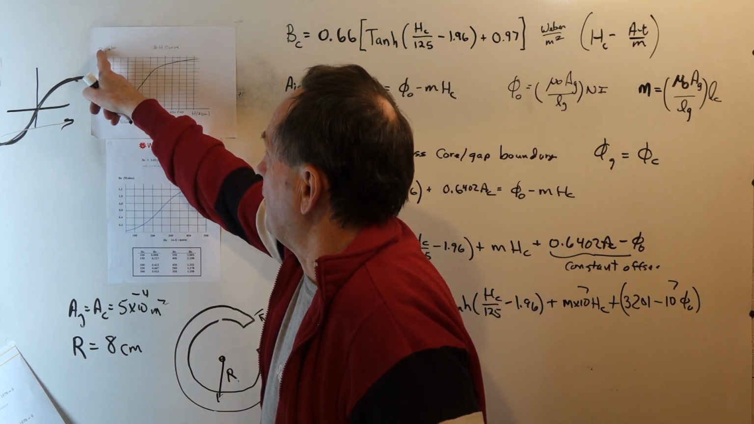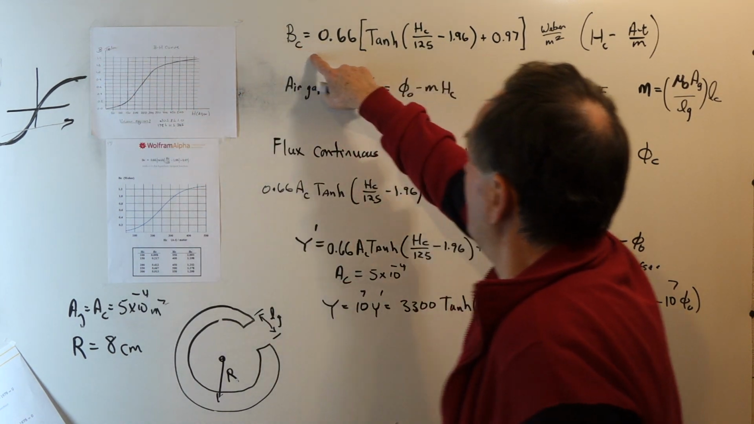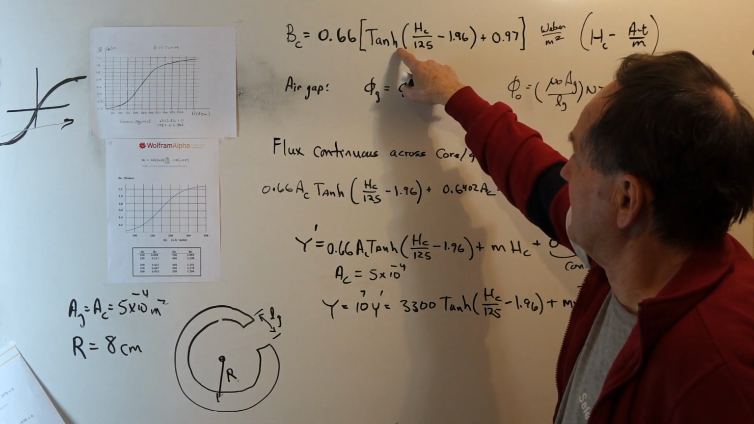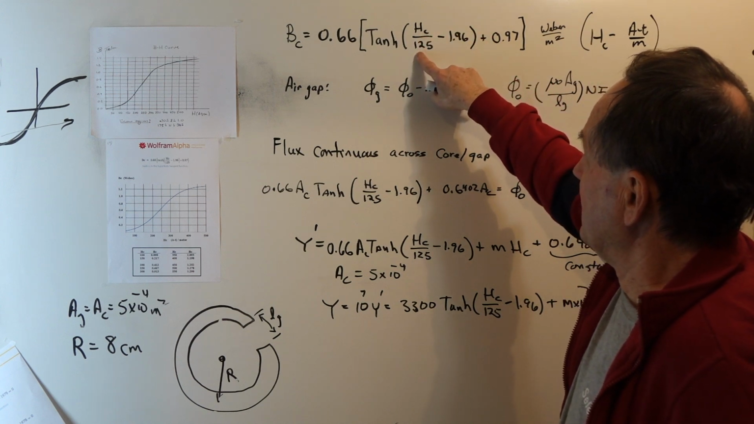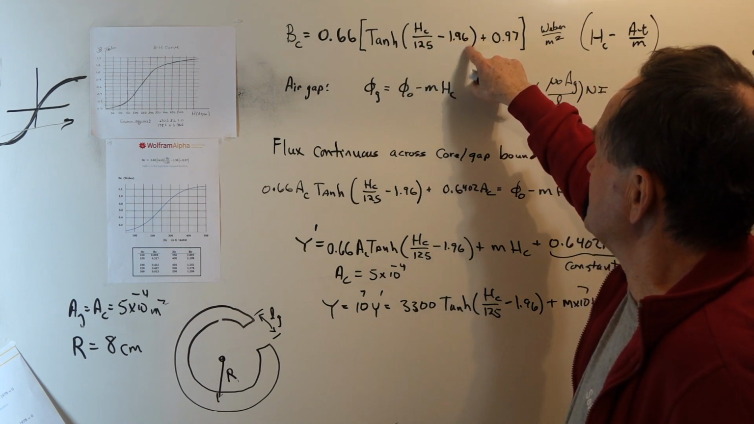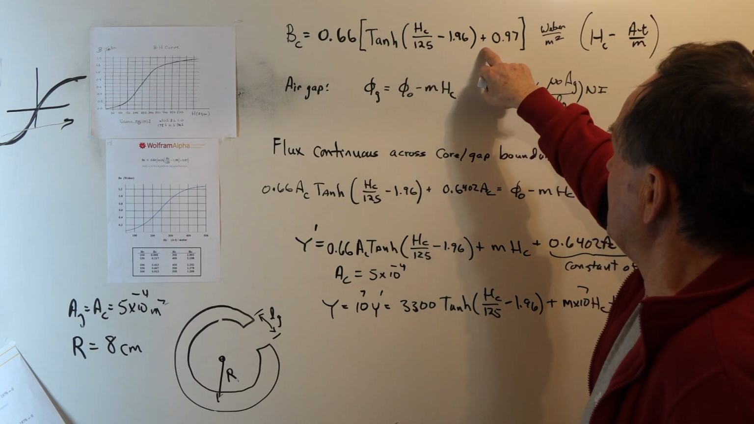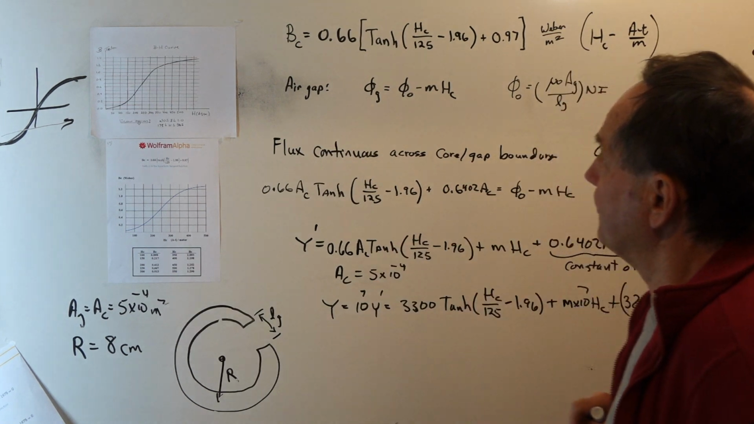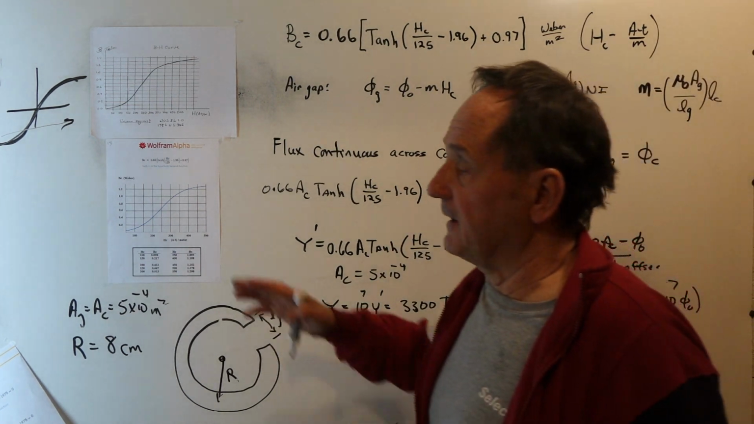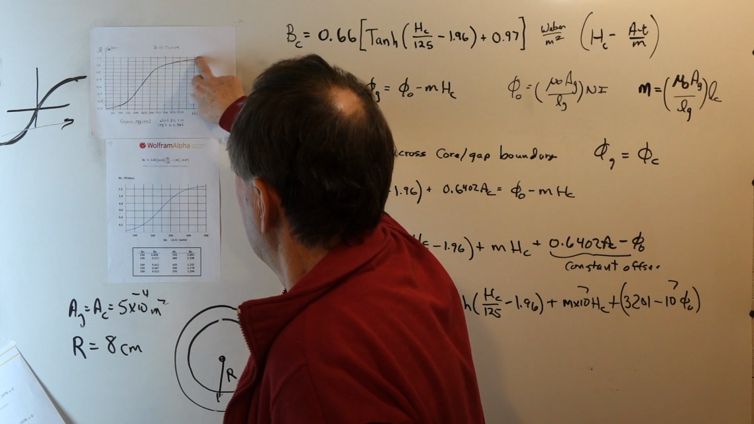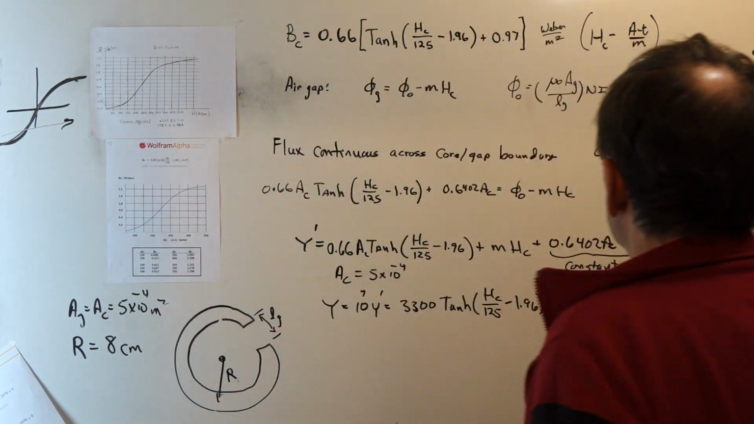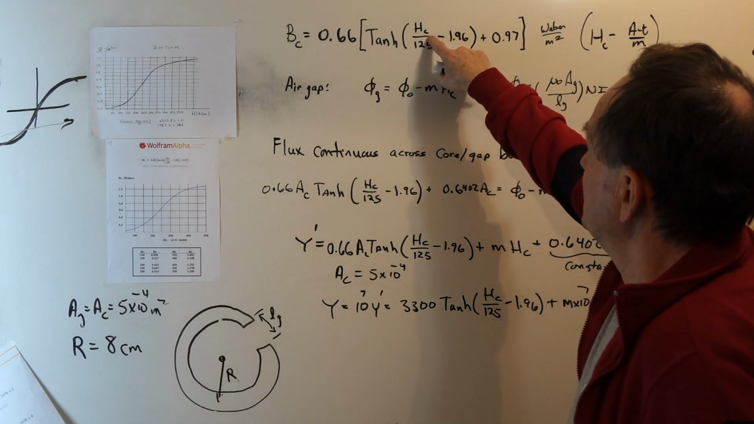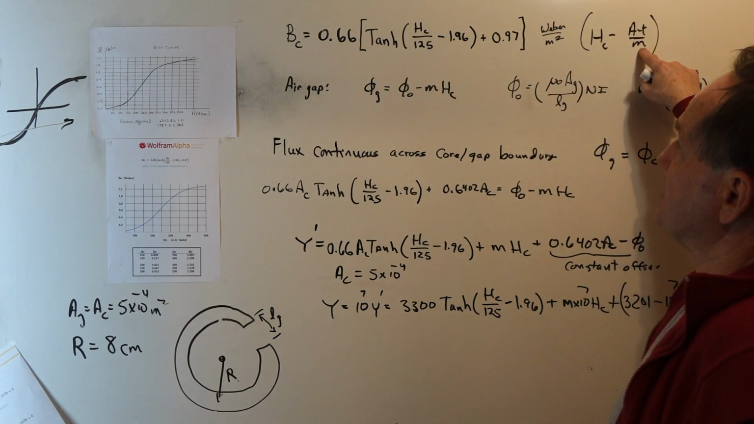The B in the core versus the H in the core is this expression: 0.66 times the quantity hyperbolic tangent of the H in the core divided by 125 minus 1.96, then to that hyperbolic tangent function you add 0.097, and then multiply by 0.66. And it very well fits this BH curve that I have here. So this is in Webers per square meter, where the H in the core is ampere-turns per meter.